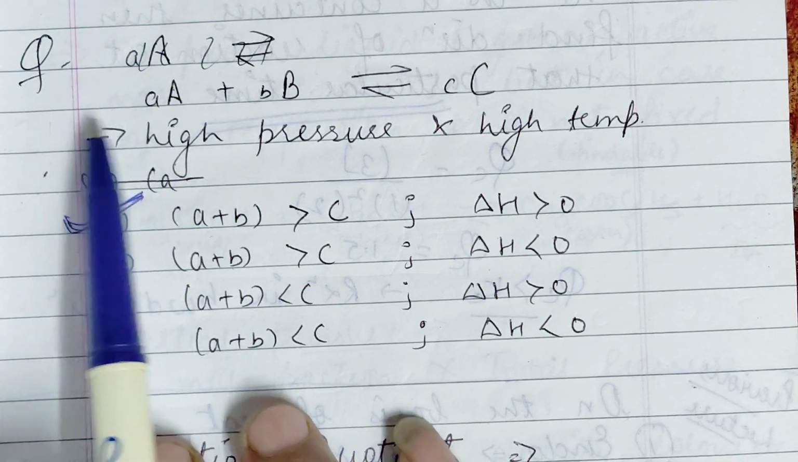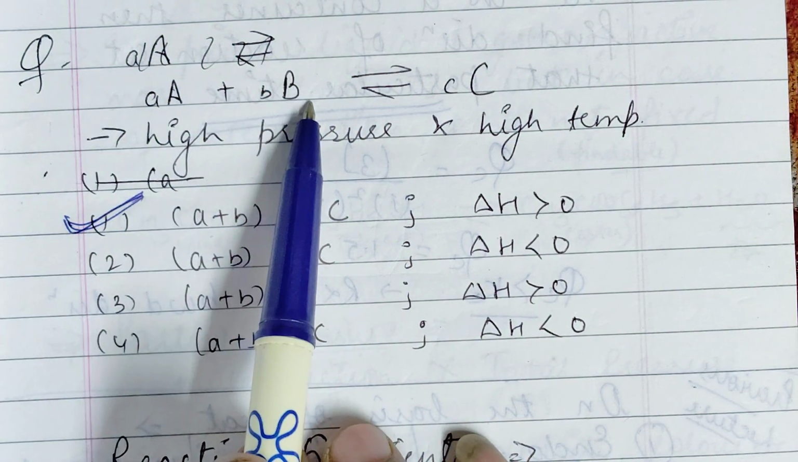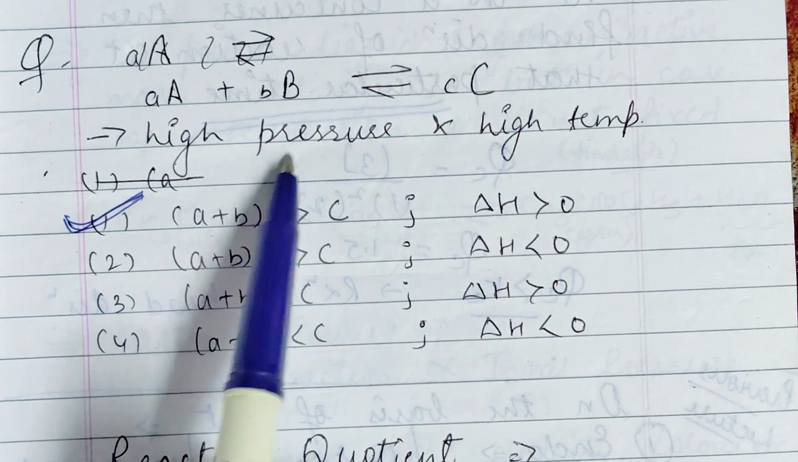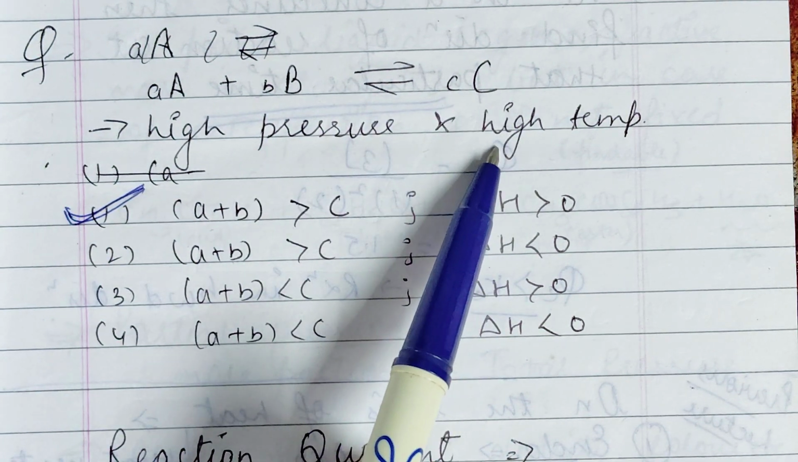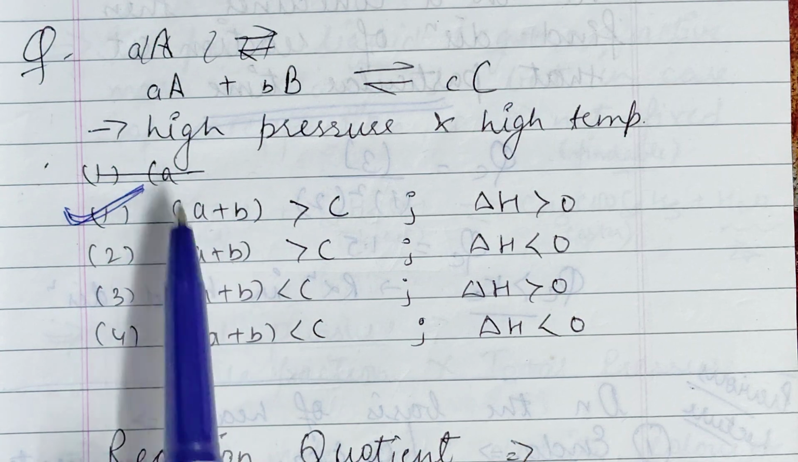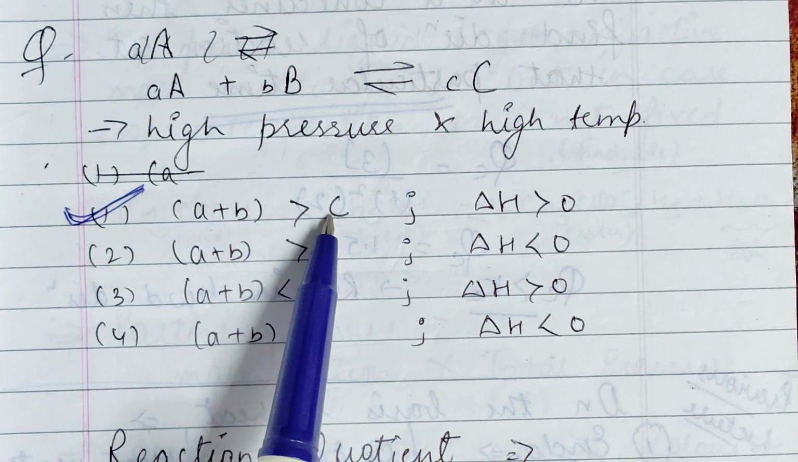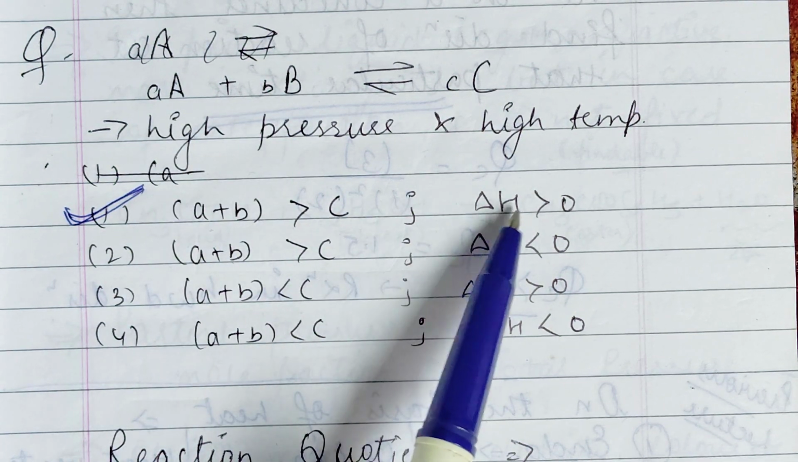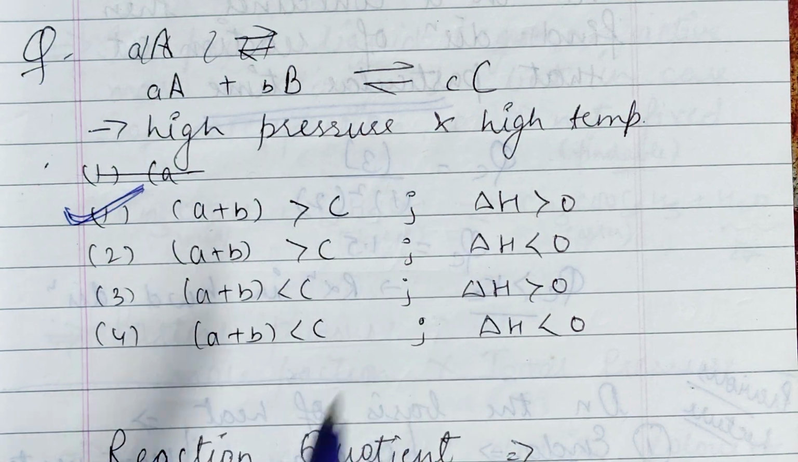There is a reaction question: aA plus bB gives cC. At high pressure and high temperature, if a plus b is greater than c, it means delta H is greater than 0.